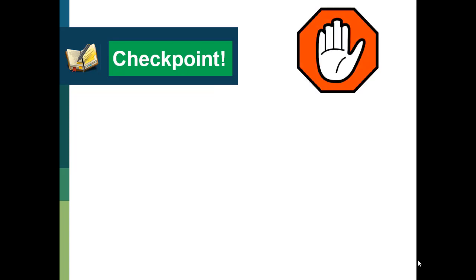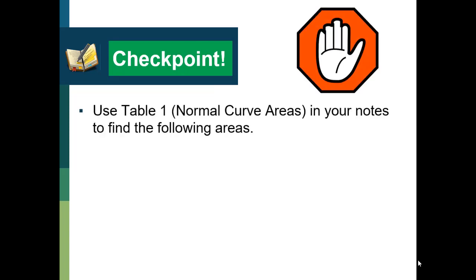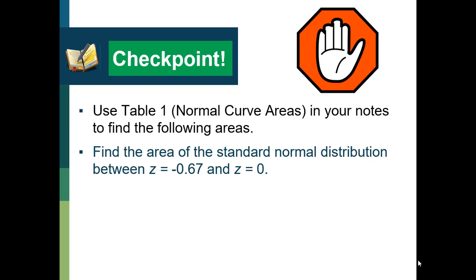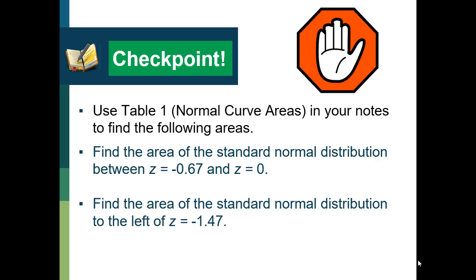Alright, it's now your turn. Let's check if you are now adept in finding areas of certain regions in a normal curve. Use Table 1, the normal curve areas in your notes, to find the following areas. First, the area of the standard normal distribution between negative 0.67 and z equals 0, and second, the area of the standard normal distribution to the left of negative 1.47. That means the left part, so in the second question you also have to consider the 0.5 area to the left.